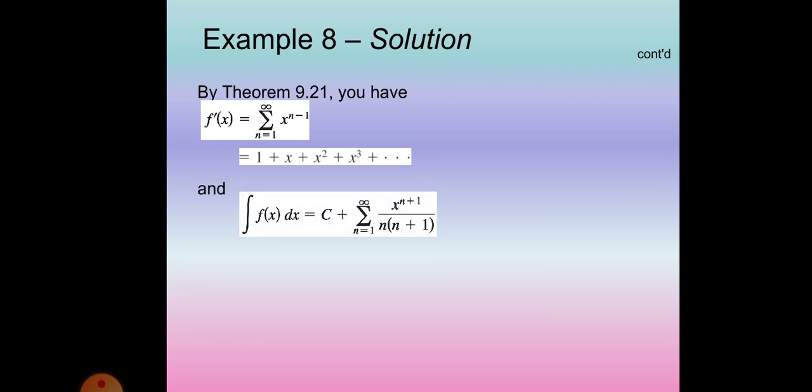And for the integration of f of x dx, the antiderivative is equal to c plus the summation of x raised to n plus 1 all over n times the quantity n plus 1, as n is equal to 1 approaches infinity. We have c plus x squared all over 1 times 2, plus x cubed all over 2 times 3, plus x to the fourth over 3 times 4, and so on.